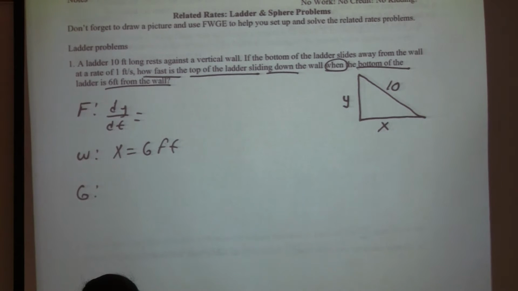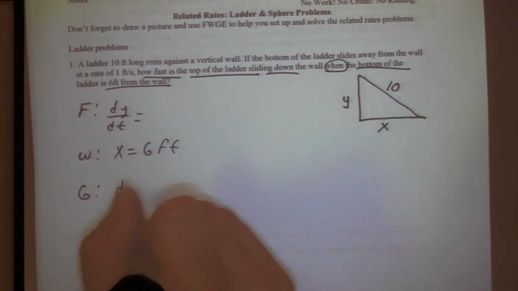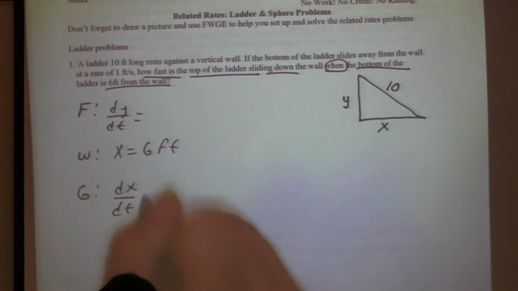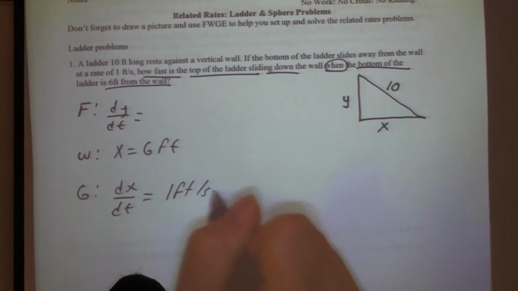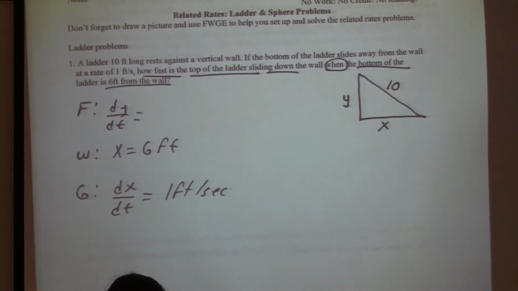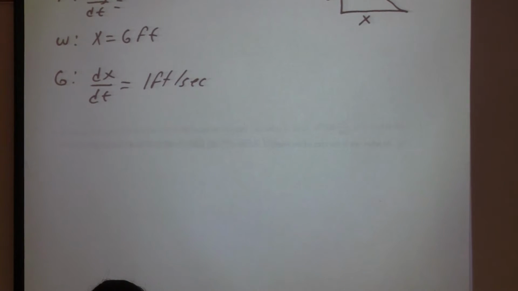Given. What are they giving me? The rate at which it's falling? No, that's what we're looking for. The rate at which they're what? Pulling it, right? So that would be d what? dx/dt equals 1 foot per second. Okay? So far so good? What's the equation that I'm going to need in order to work all that out?